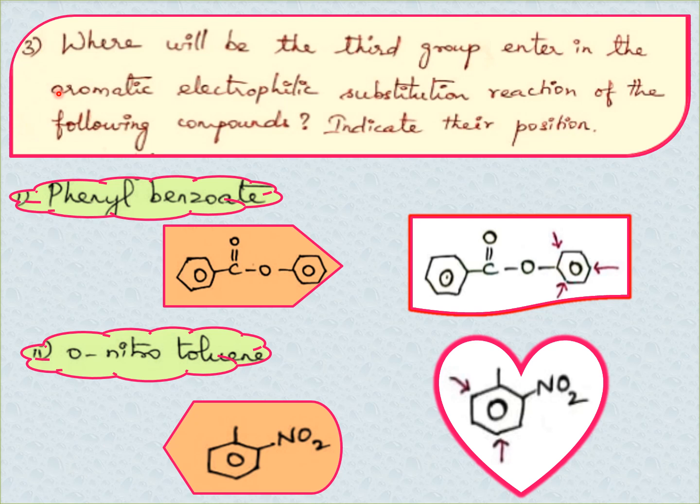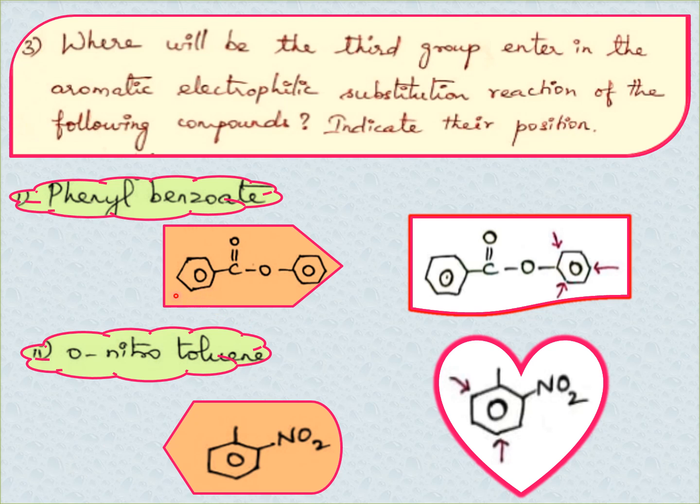Here the question is, we are provided with the compound name and structure. We have to determine where the incoming electrophile is getting substituted, so we have to indicate the position. The first compound is phenyl benzoate. It contains 2 benzene rings and 1 C=O group, that is an ester group. So we have to identify in which phenyl ring the incoming electrophile goes.